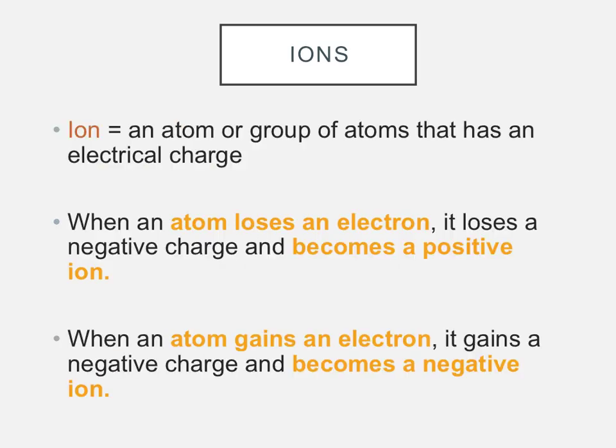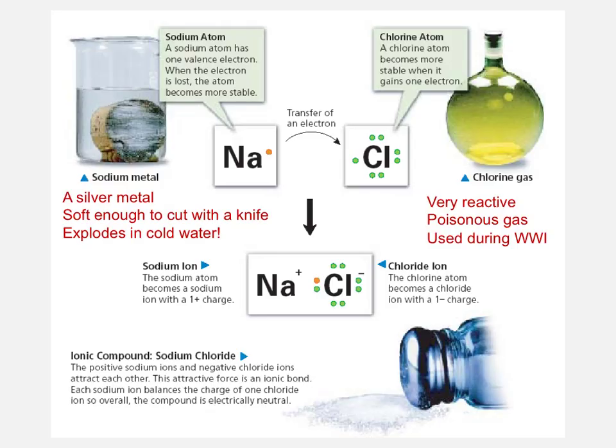So an ion is an atom or a group of atoms that has an electrical charge because it's going to either lose or gain electrons. When they lose an electron, they're going to become positively charged because they've lost a negative charge, and so now they have more positive protons than they do negative electrons. So their overall charge becomes positive. When atoms gain electrons, they now have more negatively charged electrons than they do positively charged protons, so now they become negative. So this is a classic example of an ionic bond.